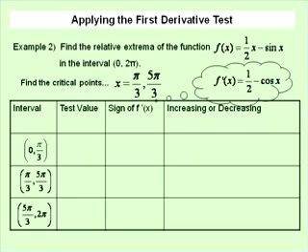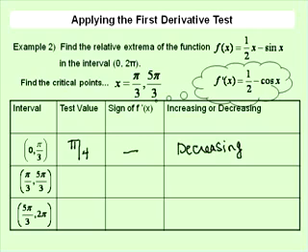So in choosing a test value, if we, for instance, choose pi over 4 for our test value in the first interval, 1/2 minus the cosine of pi over 4. You can quickly generate that on your calculator. We're just looking to see whether it's positive or negative. That's a negative value, and therefore the function will be decreasing on that interval.